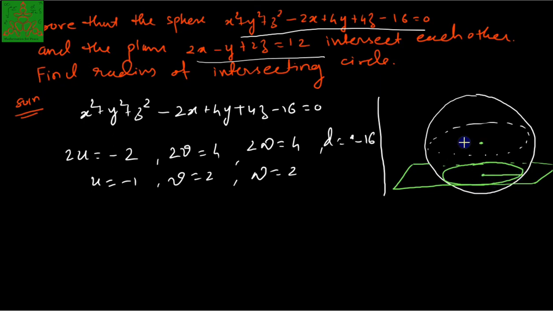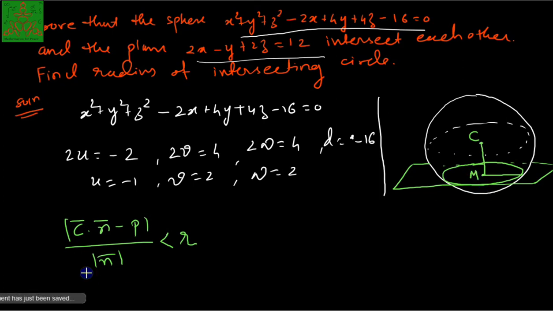So we know that the condition for a sphere and a plane to intersect is the modulus of c bar dot n bar minus p, upon mode of n bar, being less than the radius. Then we can say that the sphere and the plane are intersecting. What is this c bar dot n bar minus p upon n bar? It is actually the distance from the center to this plane, and that can be calculated using this.